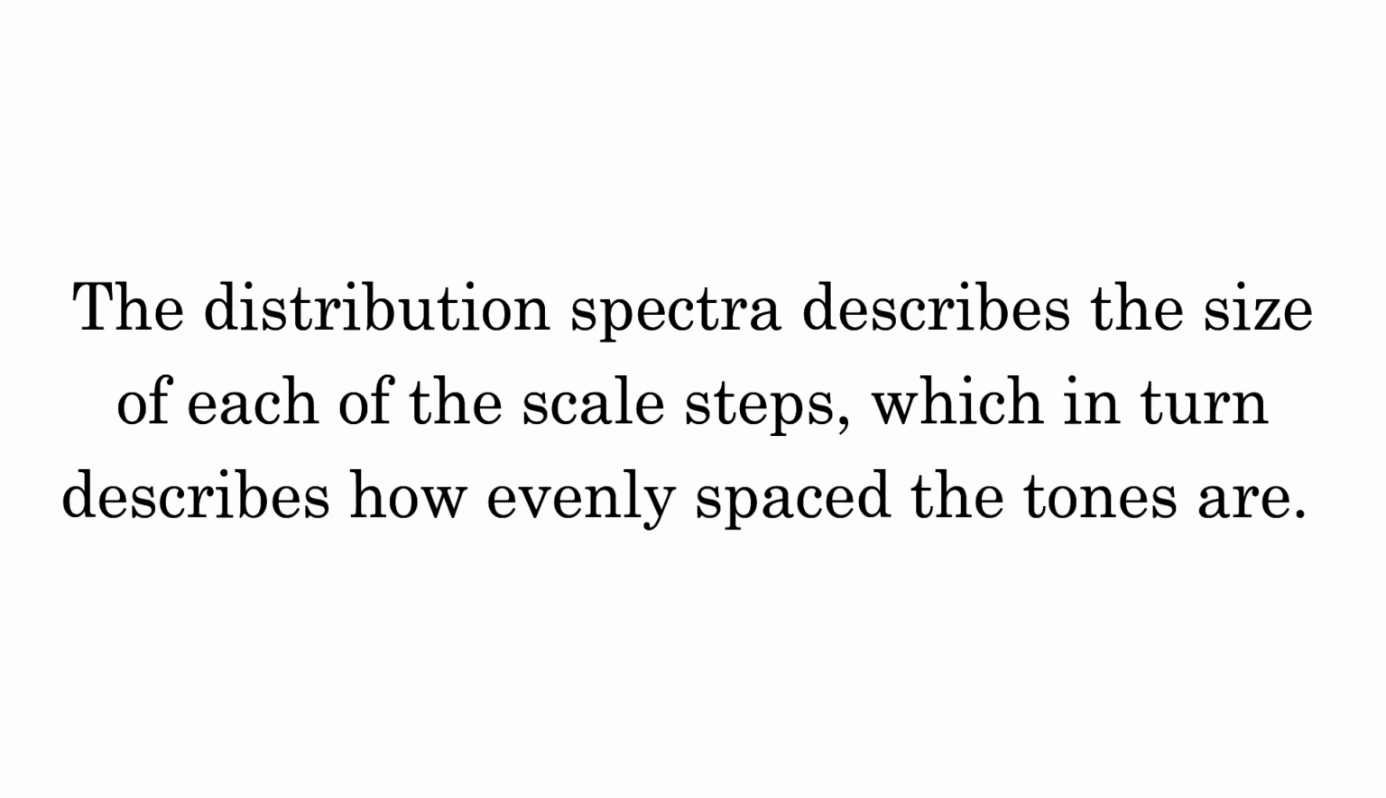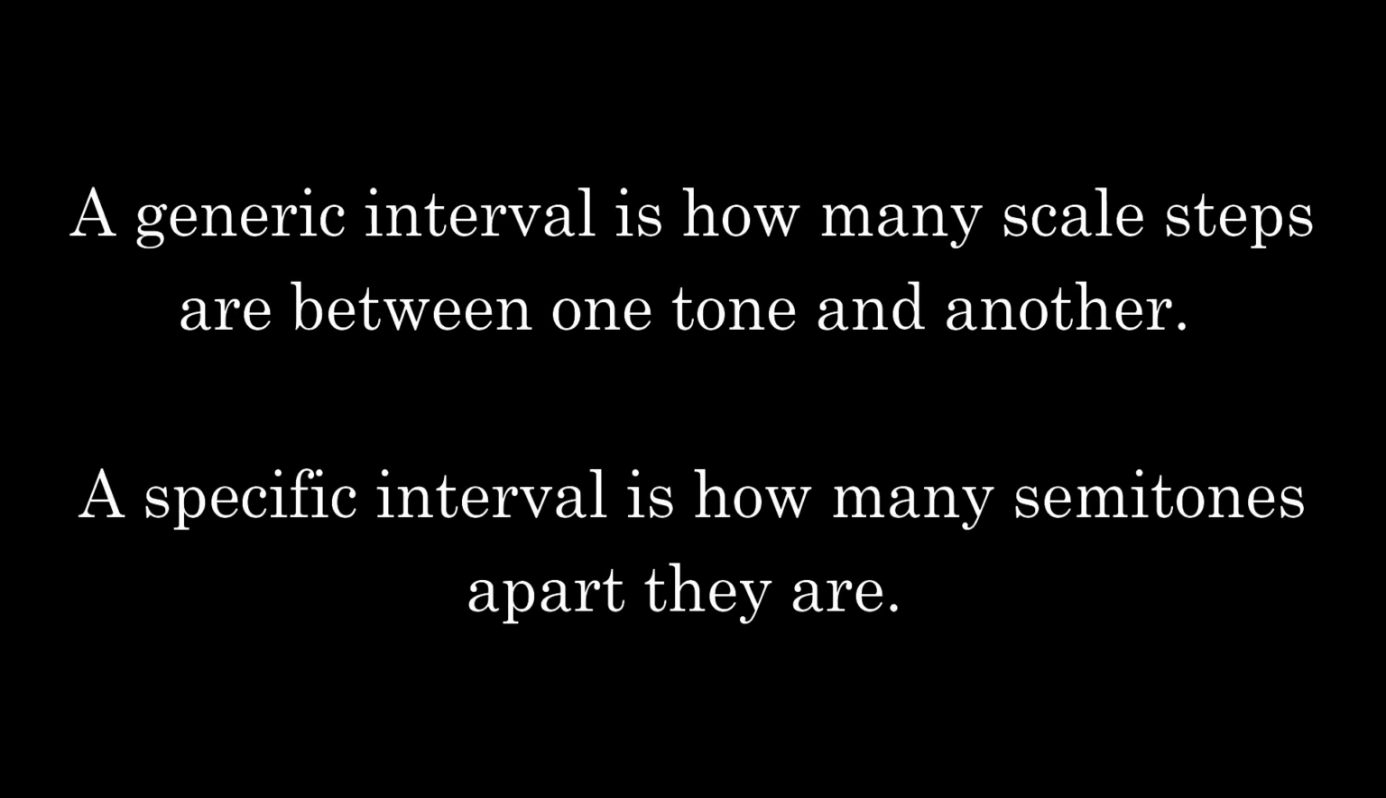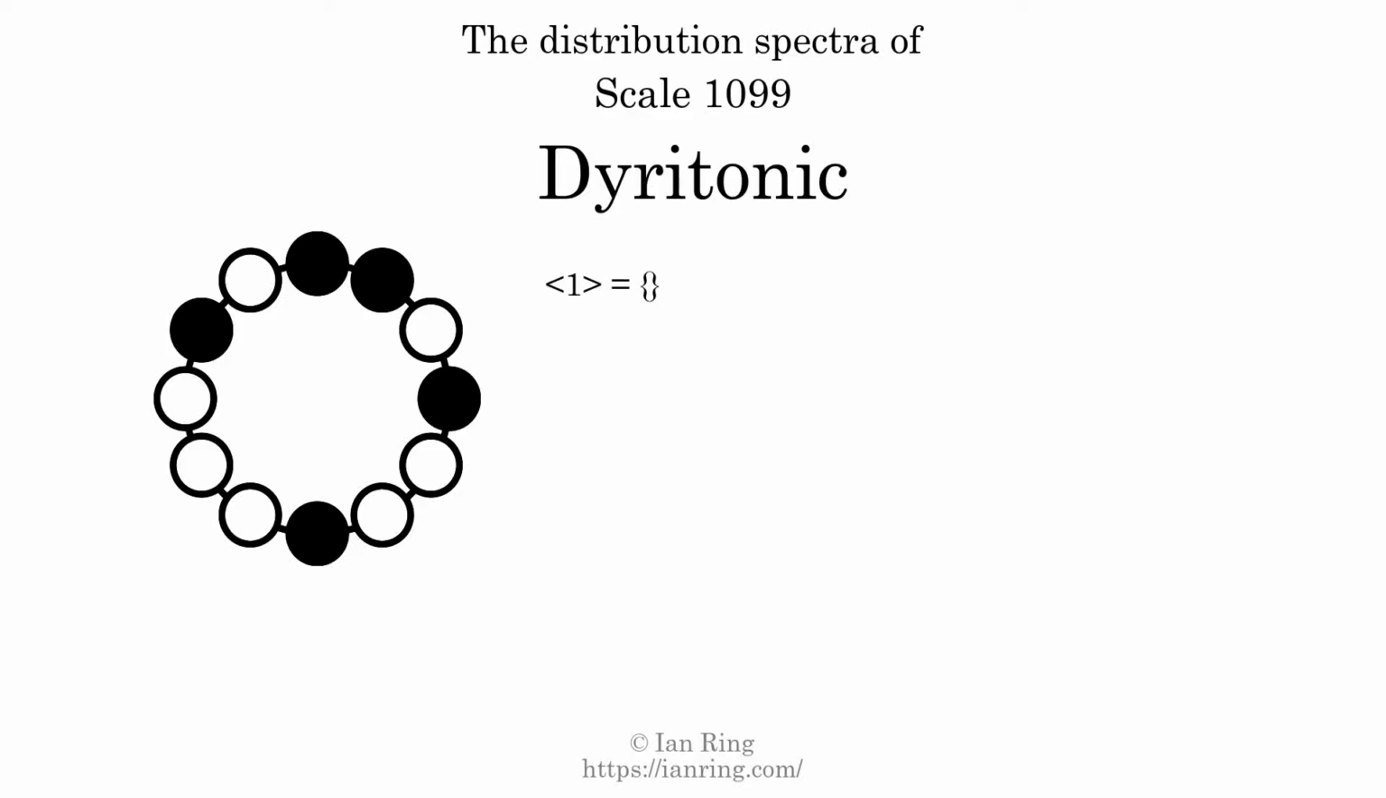The distribution spectra describes the size of each of the scale steps, which in turn describes how evenly spaced the tones are. A generic interval is how many scale steps are between one tone and another. A specific interval is how many semitones apart they are. The generic interval of one scale step comes in 4 different specific interval sizes. 1 semitone. 2 semitones. 3 semitones. And 4 semitones.